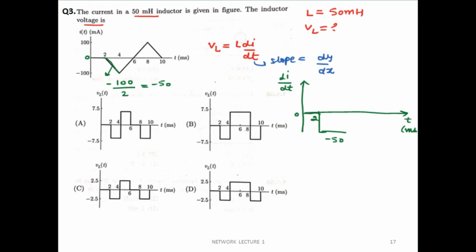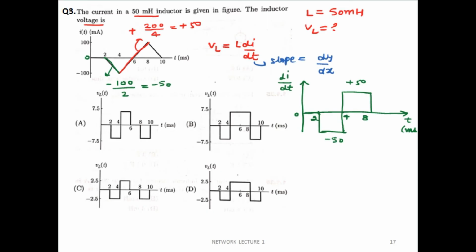Now from 4 to 8 we are having a rising function. If it is a rising function, then its slope will be positive. The change on the y-axis, from -100 going up to 100, is 200, divided by the change in the x-axis from 4 to 8, a duration of 4, so this is plus 50. So from 4 to 8 the change is plus 50. This duration is 8 and this is 4.